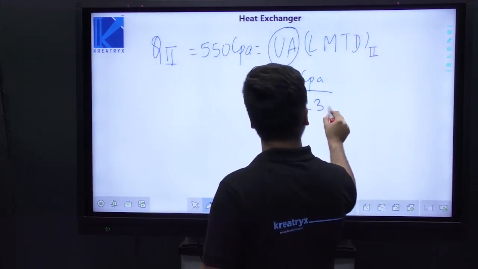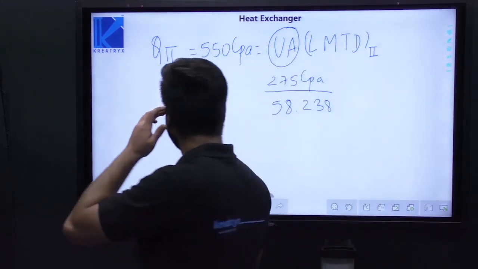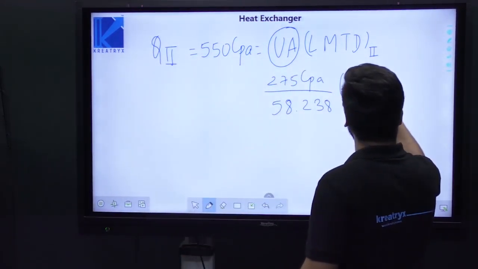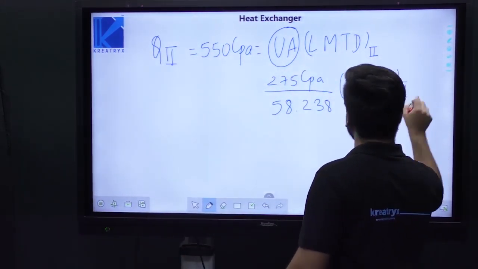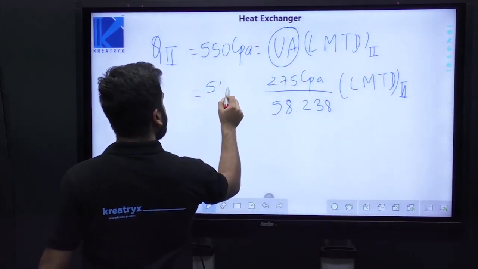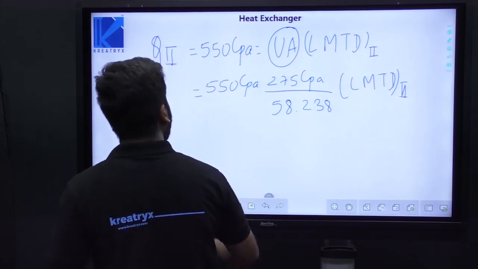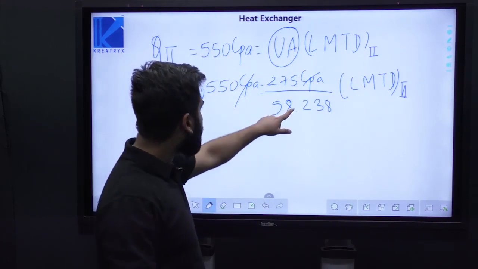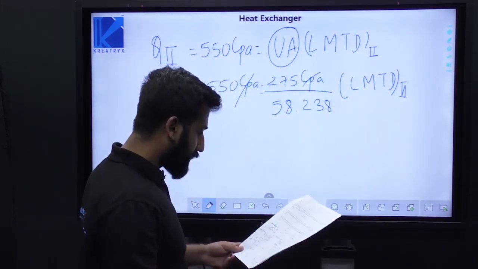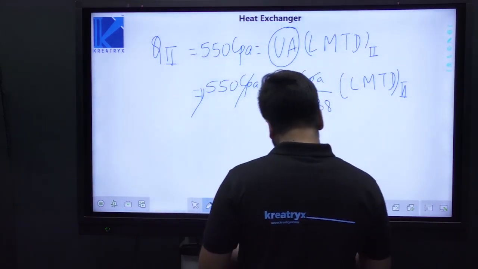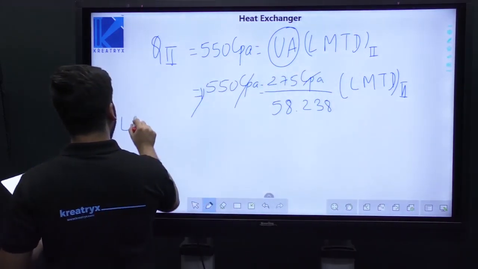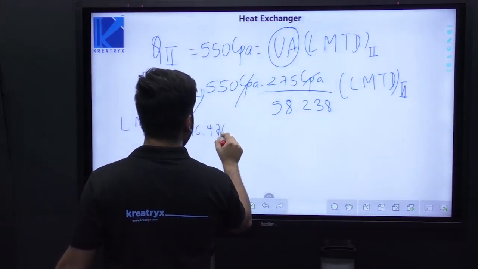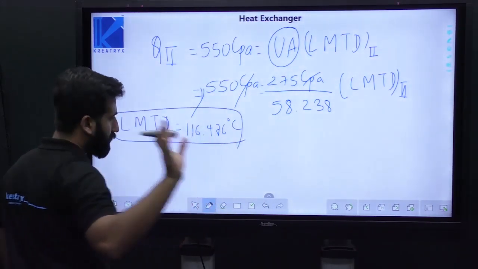It's a bit lengthy question and a bit confusing one because you have to deal with a lot of data. But this is how you will be finding LMTD for case 2. This is 550 CPA, so CPA and CPA get cancelled out. 550 into 58.238 divided by 275. You will get LMTD for the second case as 116.476. Now once you get LMTD, you can find out the temperature.